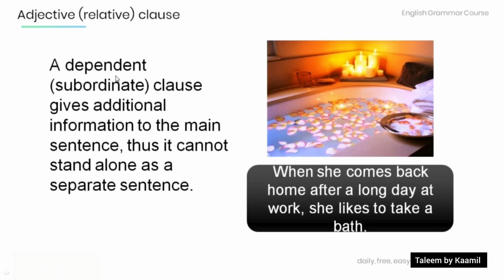Remember that a dependent or a subordinate clause gives additional information to the main sentence. Thus, it cannot stand alone as a separate sentence. Have a look at the example over here. When she comes back home after a long day at work, she likes to take a bath. Now, the dependent or the subordinate clause in the sentence is "when she comes back home after a long day at work," and it's used to give us additional information about the main sentence, "She likes to take a bath."